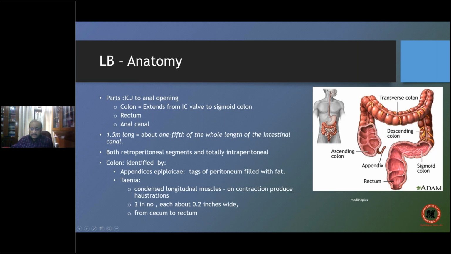Now, the identification of the colon is not very difficult from the exterior, from the serosal surface. You have the tinea coli, which are three condensations along the longitudinal axis of the large bowel, three in number, about 0.2 inches wide, extending right from the cecum up to the sigmoid colon. Beyond that, they gradually fan out to become the longitudinal muscle of the rectum. And of course, the appendices epiploicae, which are tags of peritoneum filled with fat.